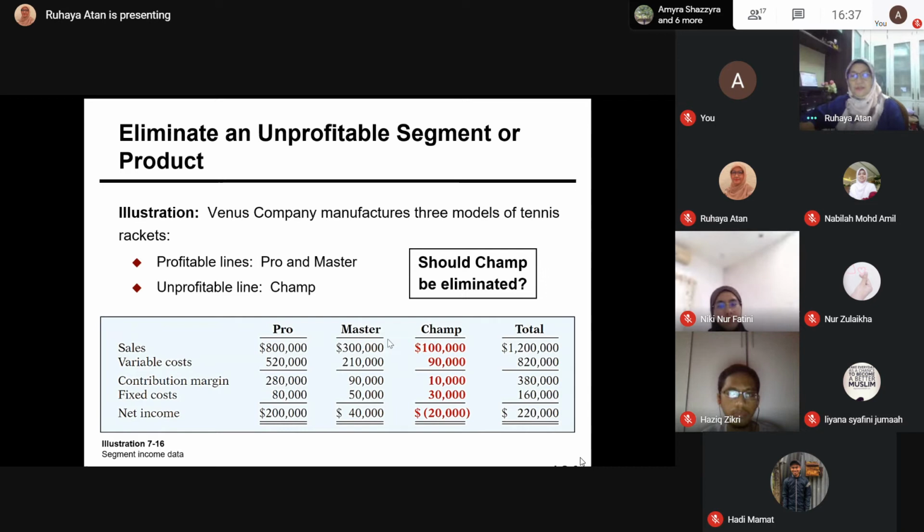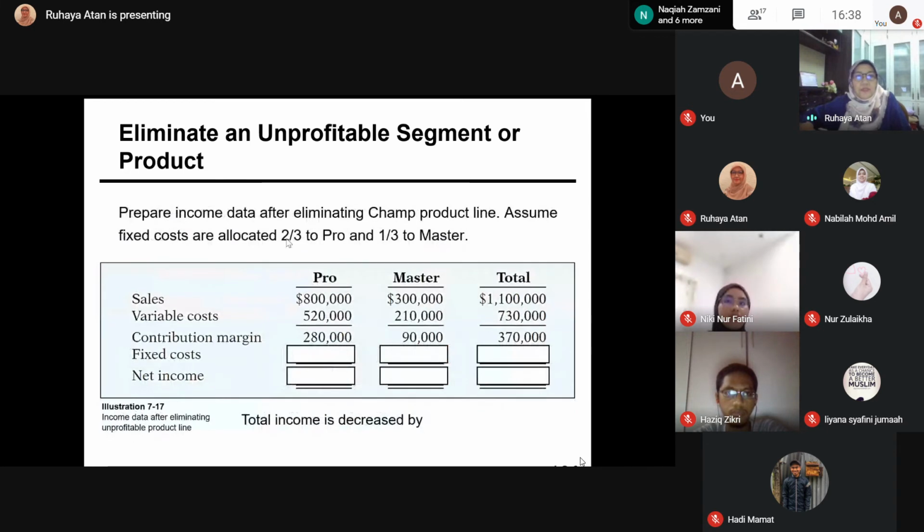Okay, so let's see whether you can make the right decision or not. Remember, Pro and Master make profit, not Champ, but Champ has fixed costs that need to be absorbed by these 2 if you stop producing this. So you prepare the income statement and you ignore Champ, meaning that you are planning, what if you plan to eliminate Champ product? So you have a look at these 2 products.